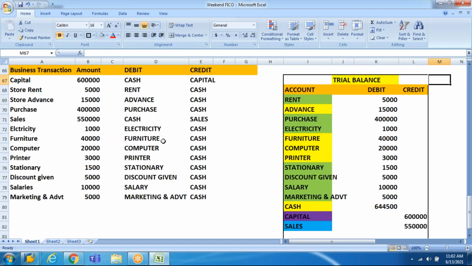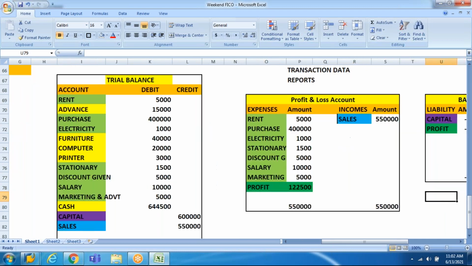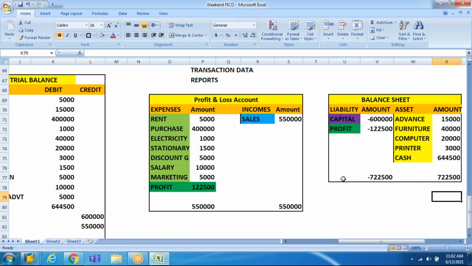Now, after the trial balance, we went into reports. We went into P&L. In the P&L, we have taken all the expenses and all the incomes, and calculated the difference. We found incomes are more than your expenses, so you got a profit of 1,22,500. After this P&L, we drafted the balance sheet. In the balance sheet, we considered all the liabilities and all the assets. The logic here is liability must have a negative number, asset must have a positive number.